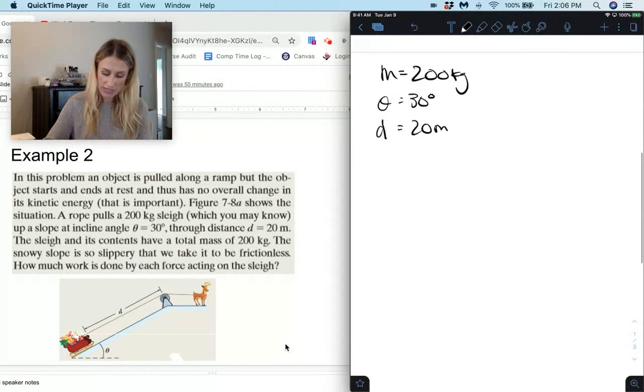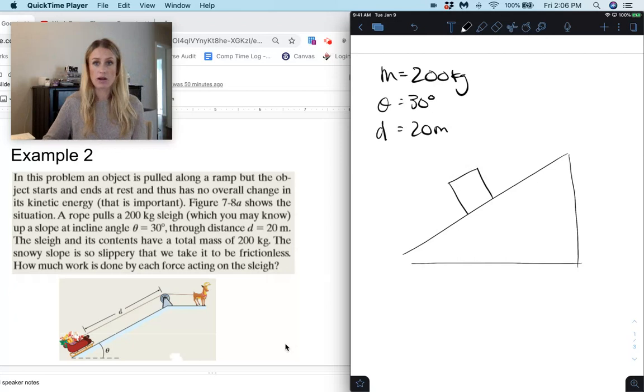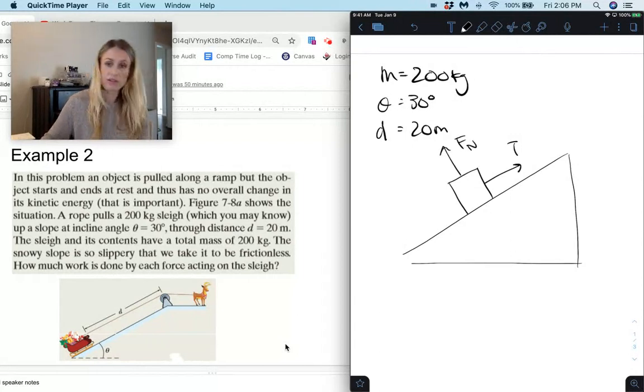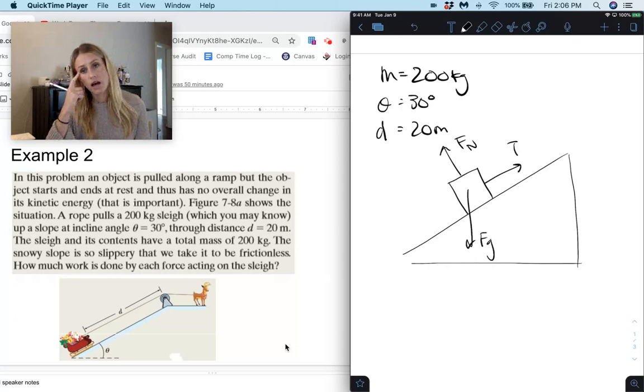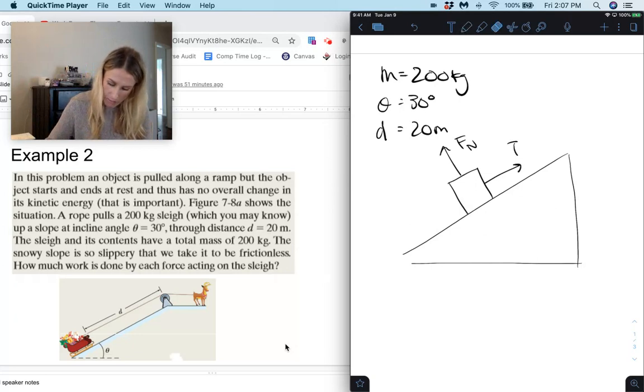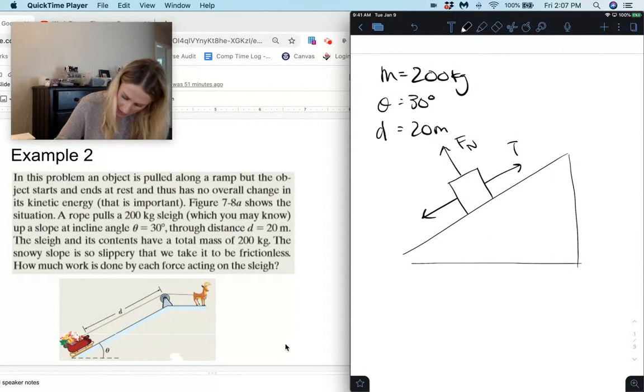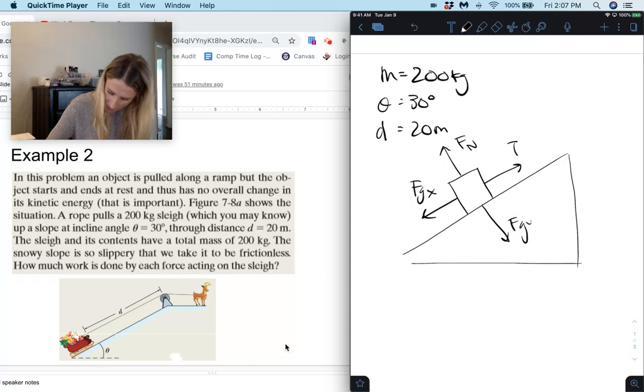So if I draw a picture of what's happening here, we have our incline, and then we have our sleigh that is on the incline. Now, if I draw my free body diagram, I have the tension force upwards, the normal force perpendicular to the surface of that incline, and then of course we have the force of gravity straight down towards the center of the earth. Now, we're going to break that force of gravity vector down into x and y components like we always do. So we get the force of gravity in the x direction, and then the force of gravity in the y direction.